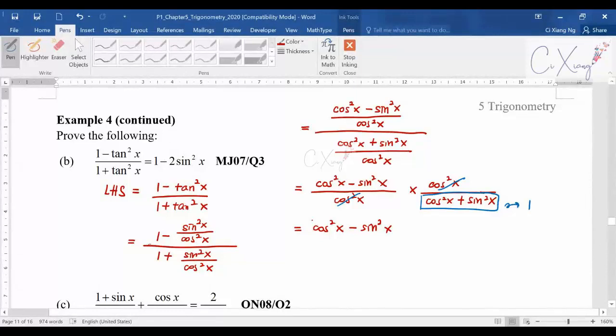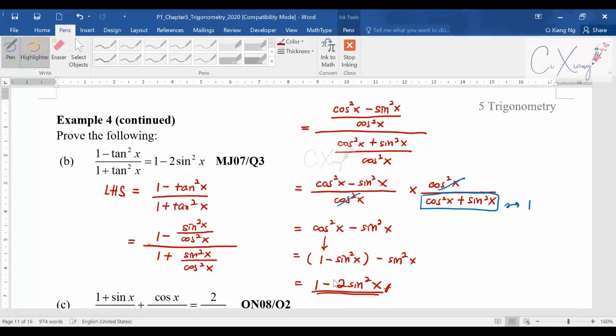So you realize that in their final answer, there's no cos square. So you have to try to replace cos square with something else. What can you replace it with? Since you know that cos square plus sine square is equal to 1, therefore cos square is 1 minus sine square. So this is cos square, and then minus sine square again. And eventually, you will see that you get 1 minus 2 sine square x, which is the answer that they want you to prove.